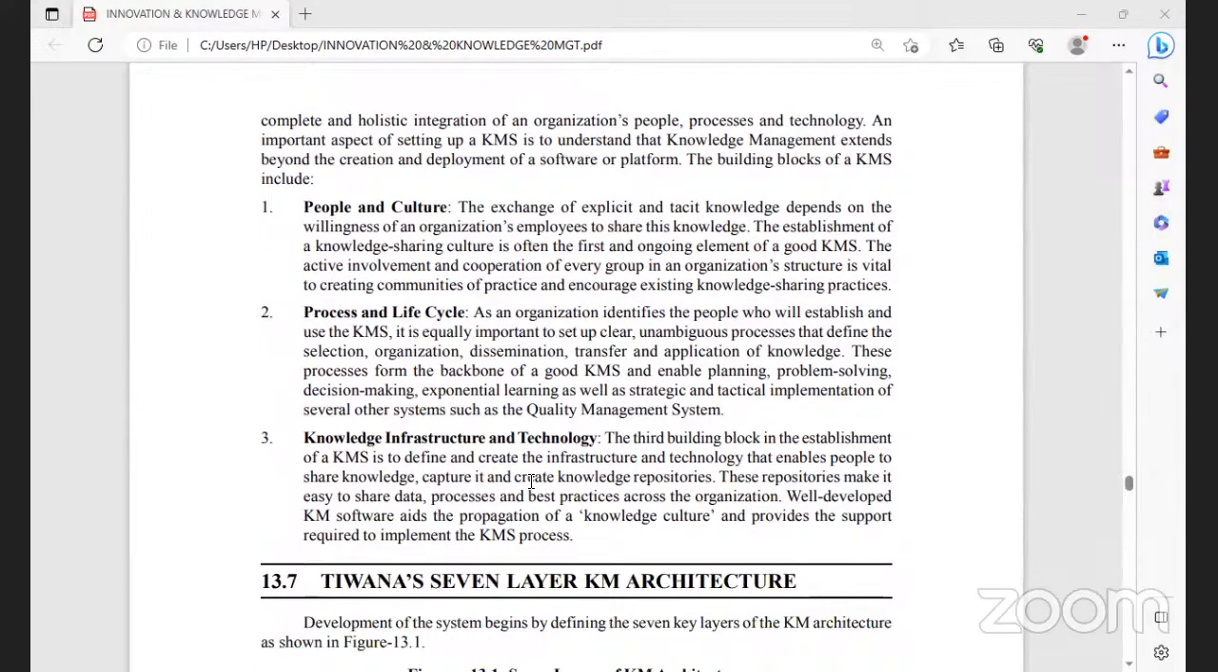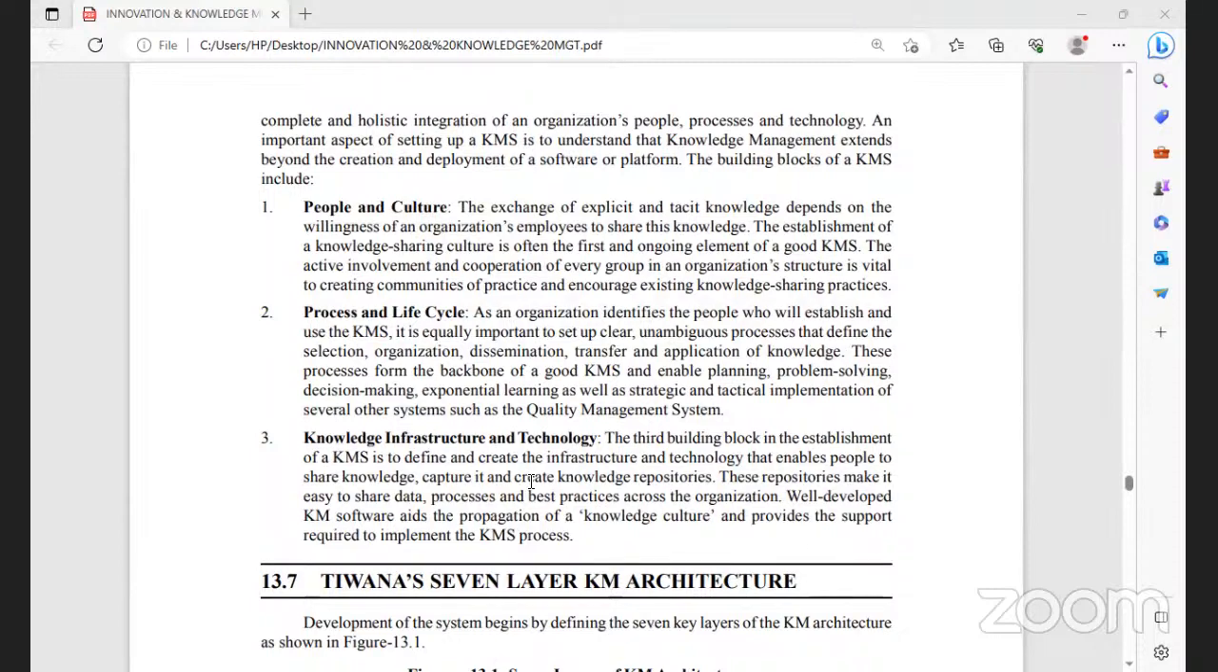Process and life cycle. An organization identifies the people who will establish and use the knowledge management system. It's equally important to set up clear, unambiguous processes that define the selection, organization, dissemination, transfer, and application of knowledge. These processes form the backbone of a good knowledge management system and enable planning, problem solving, decision making, exponential learning, as well as strategic and tactical implementation of several other systems relating to quality management. Means with specific process and life cycle management, quality will be improved.